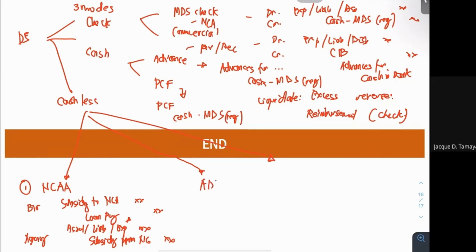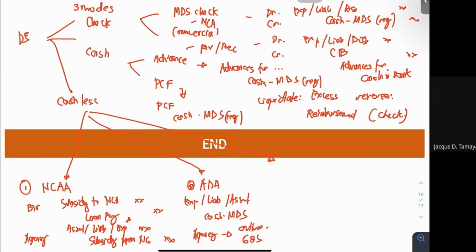Next, we have your ADA. Your ADA is like your MDS check. So we have here cash MDS as a credit and a debit to your expense or a liability or an asset. However, remember the relationship in your ADA. First, the agency, then there will be an authorization to the government GBS, government banking system, and then ultimately payment to your creditor or payee.